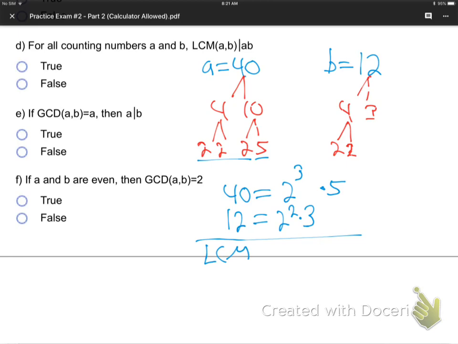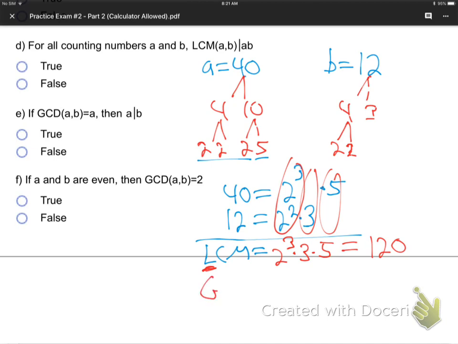So what's the LCM going to be? It says least, but when it comes to the primes, you take the most. So the most number of 2s, 2 to the third. I gave every prime its own column. The most number of 3s is a single 3. The most number of 5s is a single 5. Let's multiply: 120. If you use your calculator, it's 120.